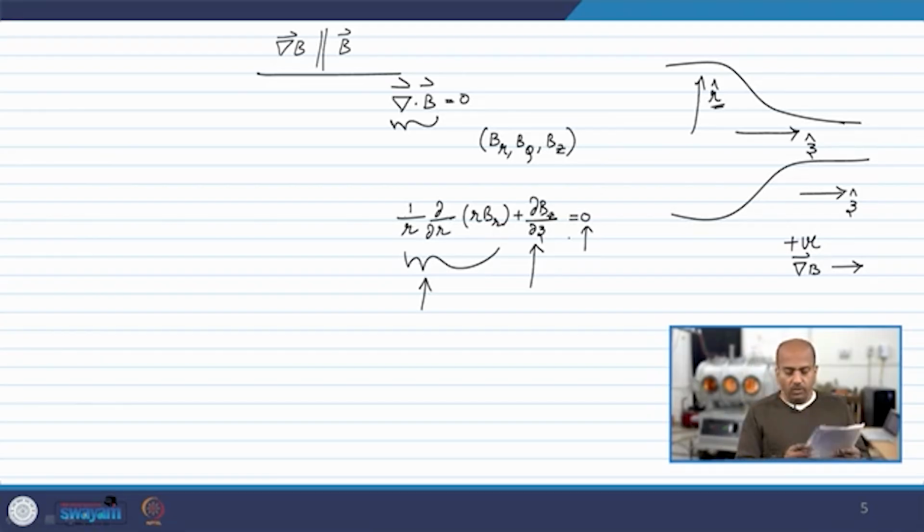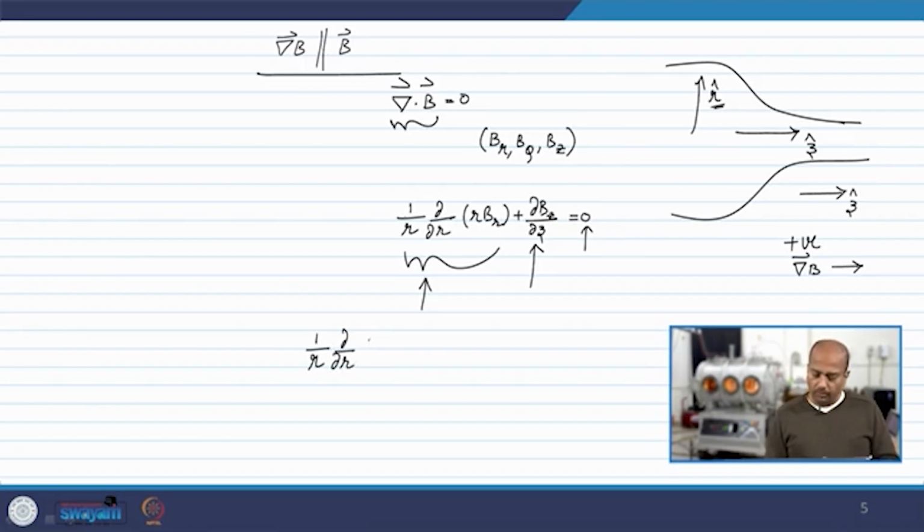Now, this equation also gives us a way to get Br, the invisible component Br, in terms of the other quantities. Let us write the entire divergence, for the sake of clarity, rather than just saying something will be 0 outright. Dou by dou r of r Br plus 1 by r dou B phi by dou phi plus dou Bz by dou z is equal to 0.